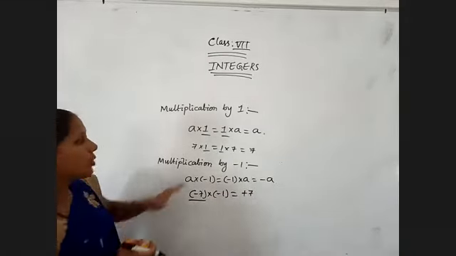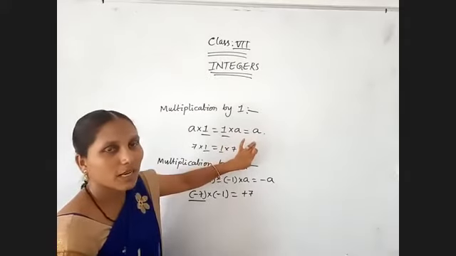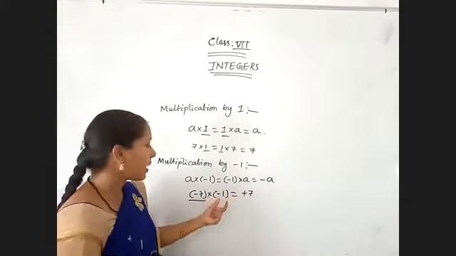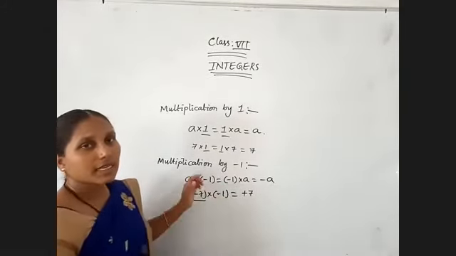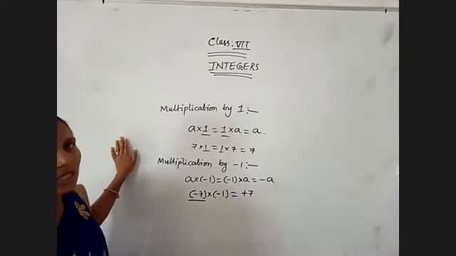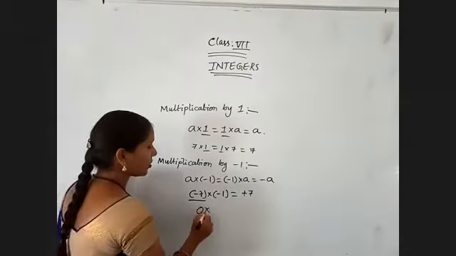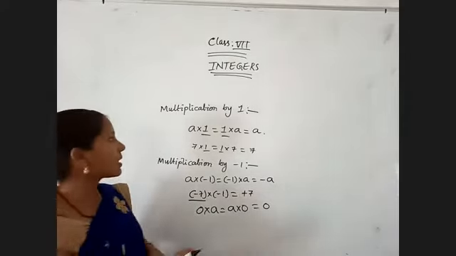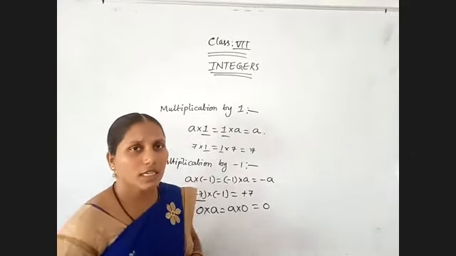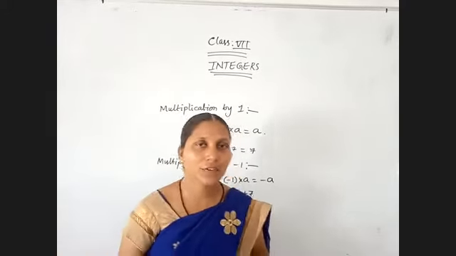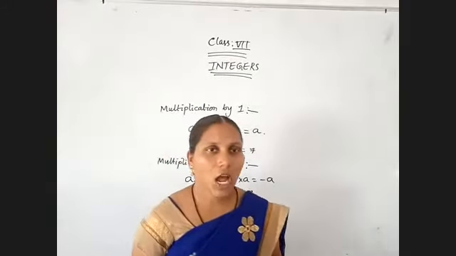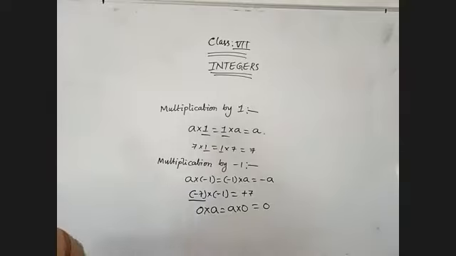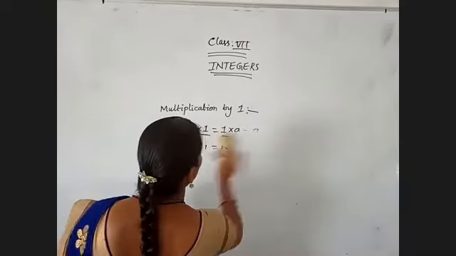So remember, when you get the same number as the result, you multiply by 1. When you get the additive inverse as the result, you multiply with minus 1. And when we multiply with 0, the result will be 0. So 0 into A, or A into 0, is 0. Remember these 3 points in multiplication. When a negative number comes an even number of times, the result will be positive, and when it comes an odd number of times, the result will be negative. So this is about multiplication, and for this we have done several problems also.